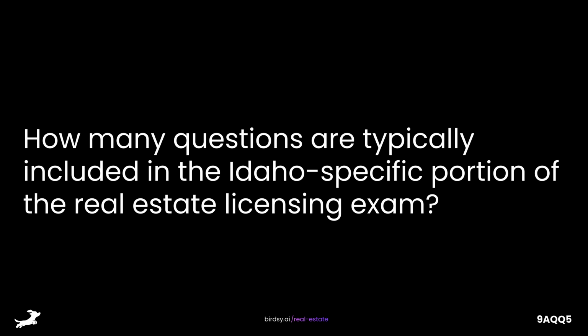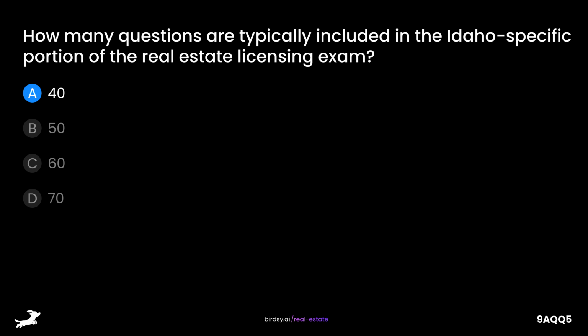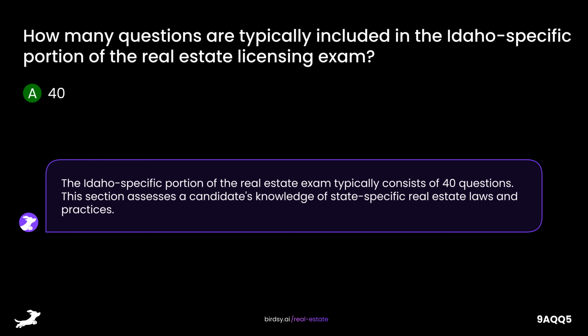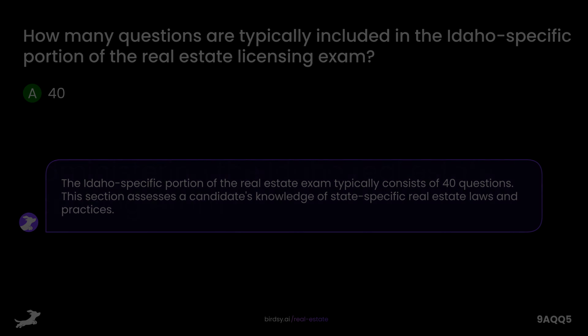How many questions are typically included in the Idaho-specific portion of the real estate licensing exam? Is it A, 40, B, 50, C, 60, or D, 70? The answer is A, 40. The Idaho-specific portion of the real estate exam typically consists of 40 questions. This section assesses a candidate's knowledge of state-specific real estate laws and practices.